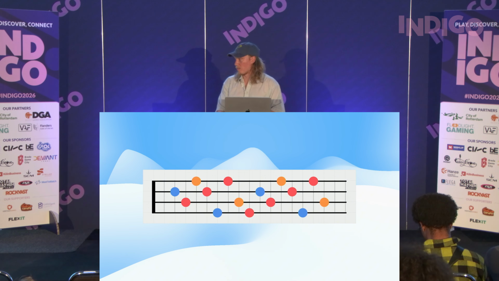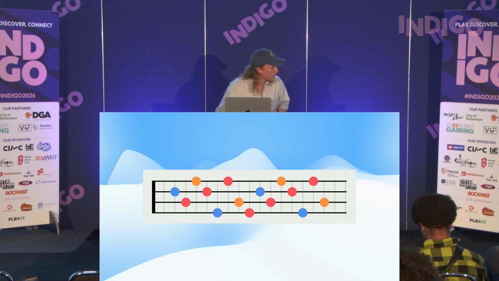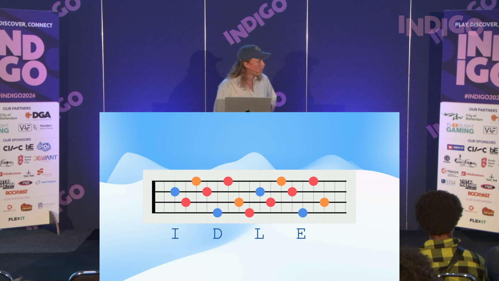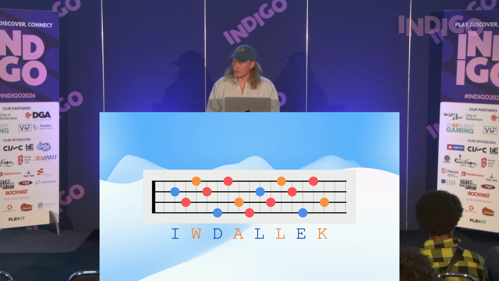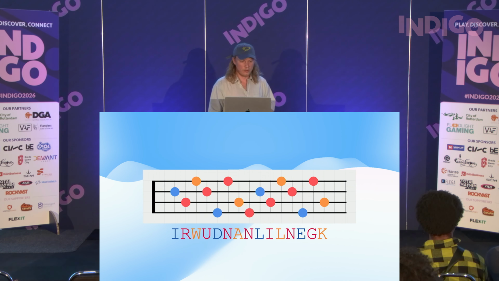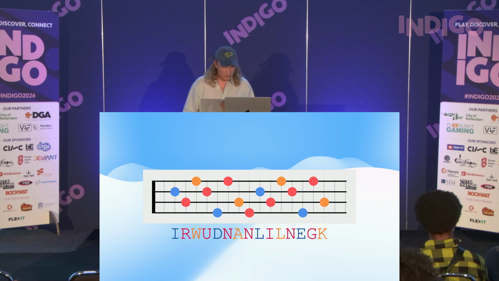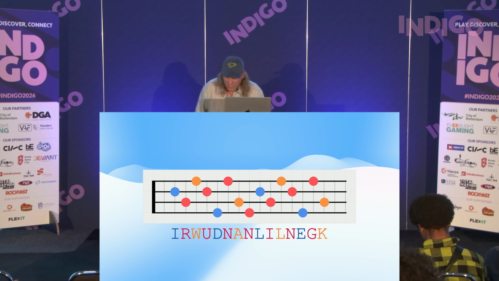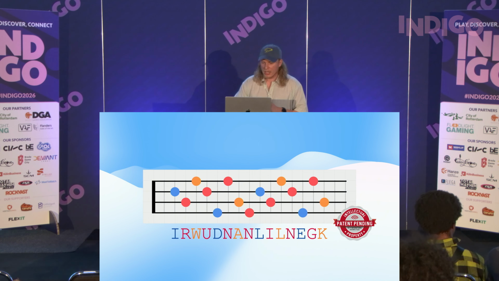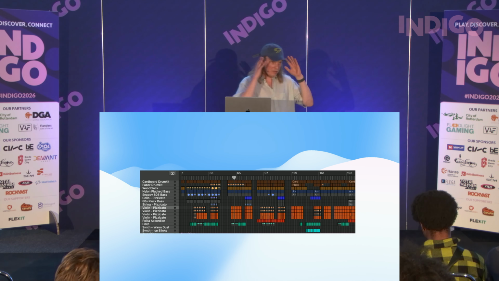I want to make a stupid little joke here. So the blue notes here represent the idle state. The red ones, the orange ones, the walk state. And then I have the red notes for the running, or as I would like to call this, the Irut-nan-lilnek system. Patent pending. Okay, so I knew my system, I knew my approach.